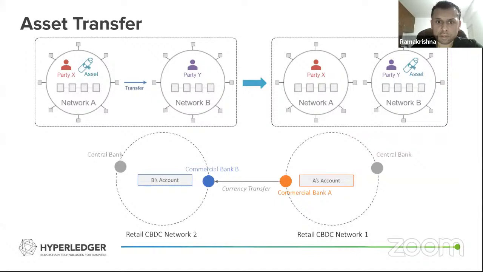So asset transfer is indicated by the model you see in the top diagram here. You have two networks, and there's a party in network A which wishes to give an asset to a party in network B. So in the beginning, you have the asset owned by X in A, and Y in B does not have it. And at the end of the transaction, you're going to have the asset owned by Y, and X does not own that asset anymore. An example you can see at the bottom: you can have two different retail central bank digital currency networks. If you have different banks that are on different networks, a bank may want to transfer digital currency from its account in one network to an account of another commercial bank on the other network. That's an example of the scenario we are talking about here. Next slide.